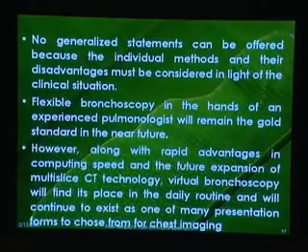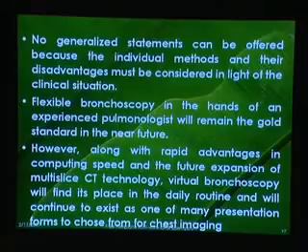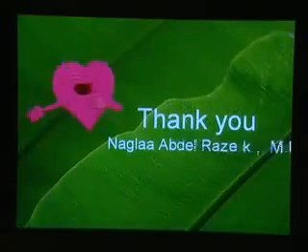Flexible bronchoscopy in the hands of experienced pulmonologists will remain the gold standard. However, along with the rapid advance in computing speed and further expansion of multi-slice technology, virtual bronchoscopy will find its place in the daily routine and will continue to exist as one of the many presentation forms from which to choose for chest imaging. Thank you.